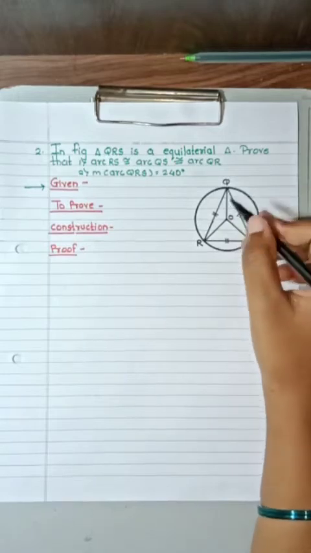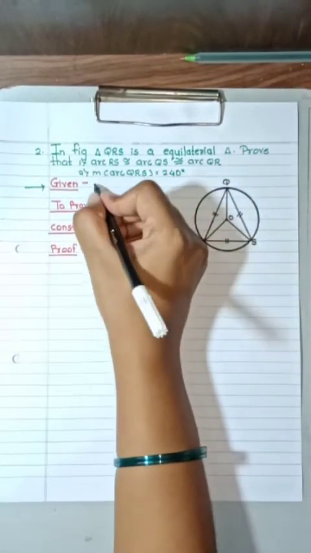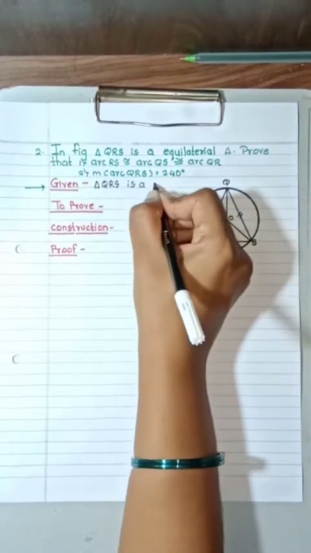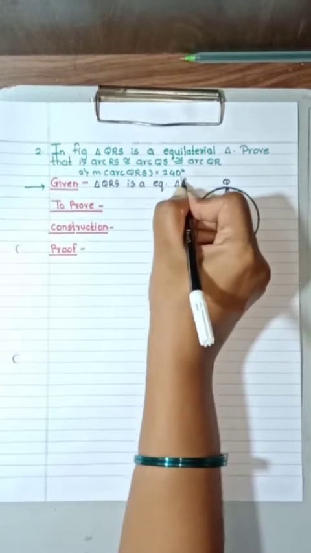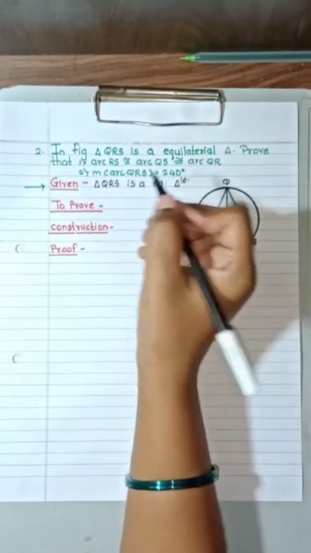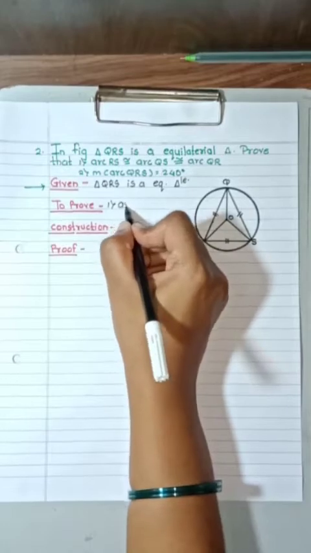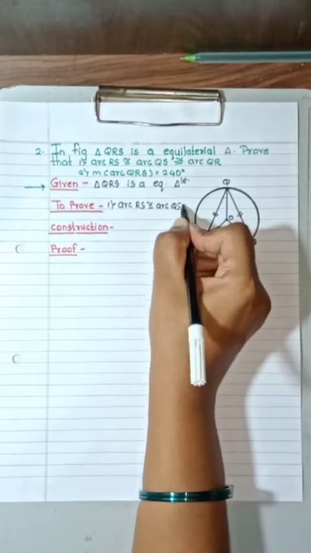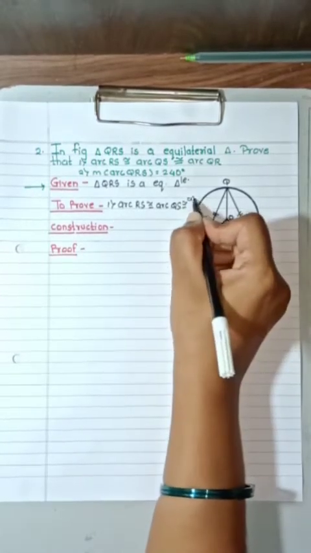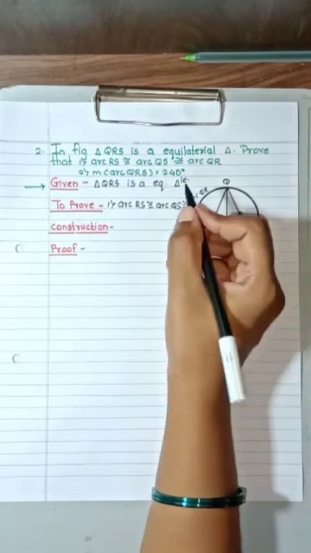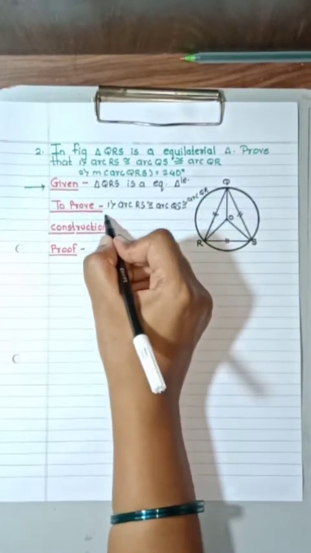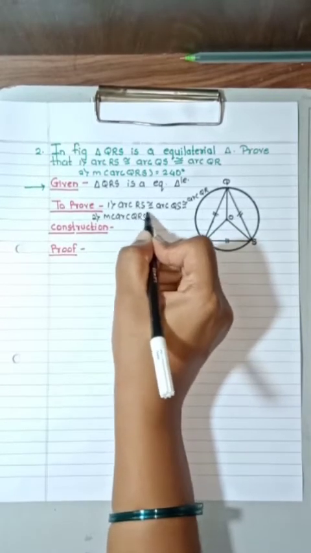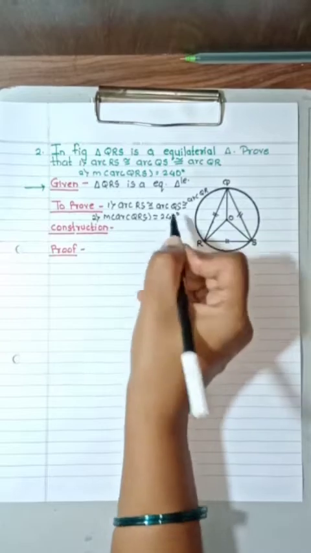Okay, so let us start with the given. What is given to you all? Triangle QRS is an equilateral triangle. Then what you have to prove? First, arc RS is congruent to arc QS is congruent to arc QR. Then you have to prove that the measurement of arc QRS is equal to 240 degrees.